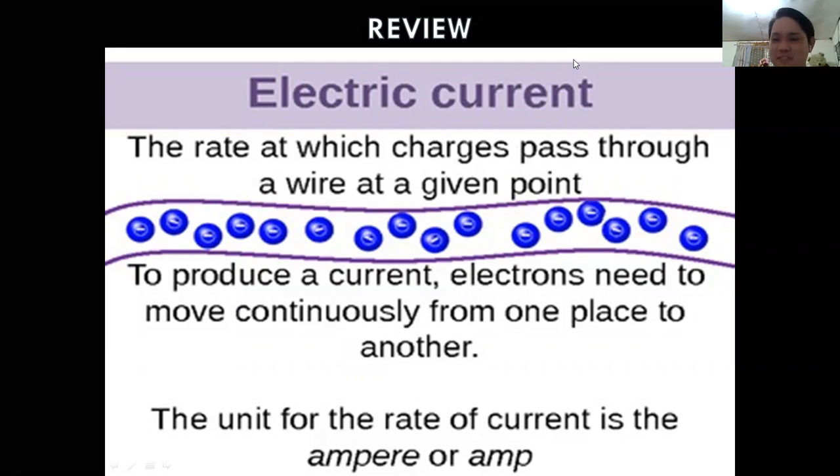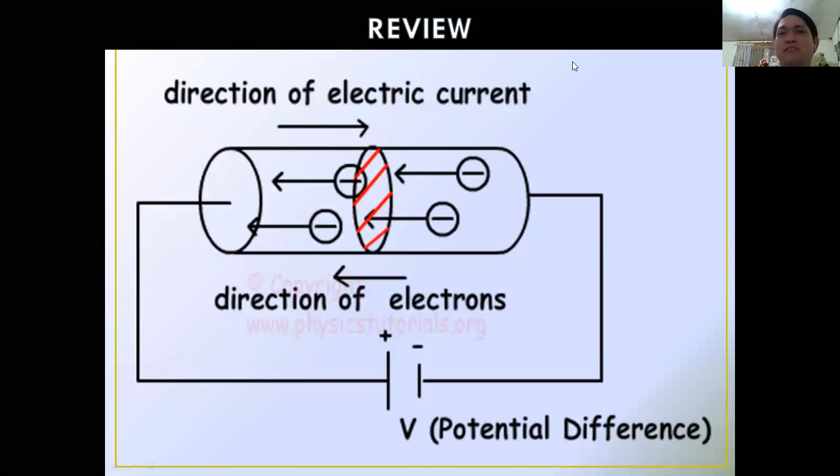And another thing that we talked about last week is the direction of the current. We have two directions of the current that we mentioned last week. The first direction is the direction of electric current. As you can see in the illustration, the direction of electric current will start from the positive going to the negative terminal of the battery. And that is how we describe the direction of electric current.